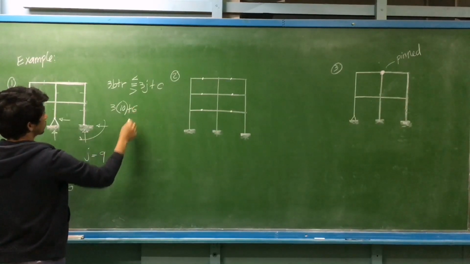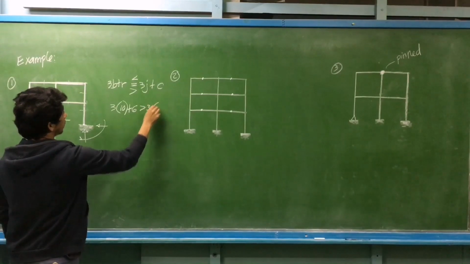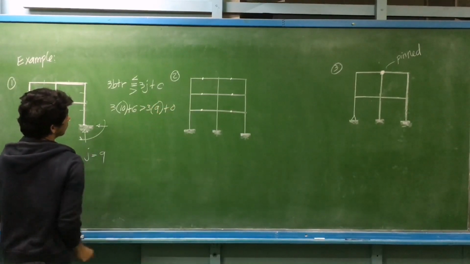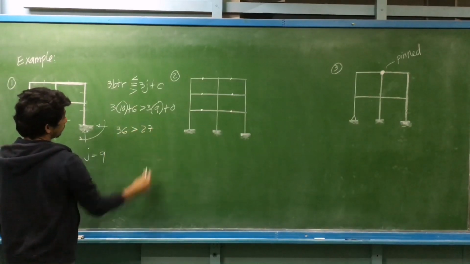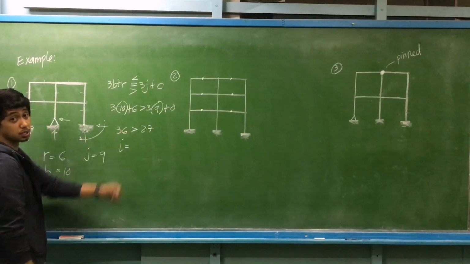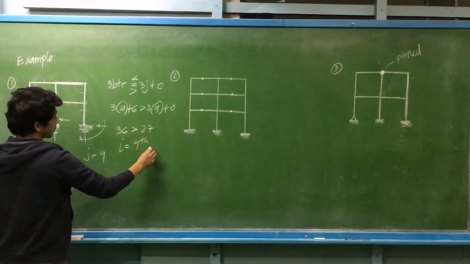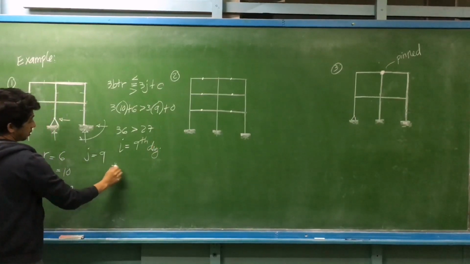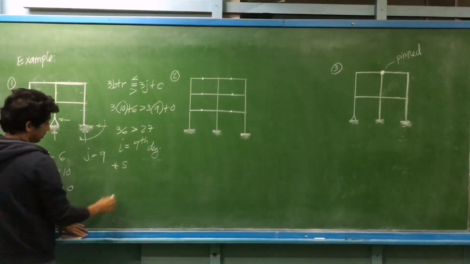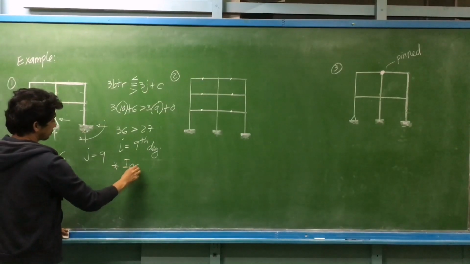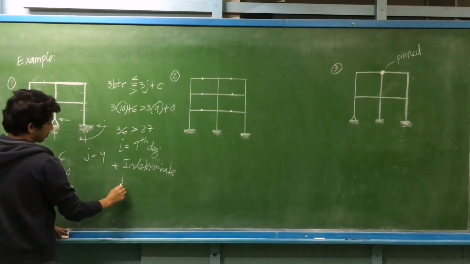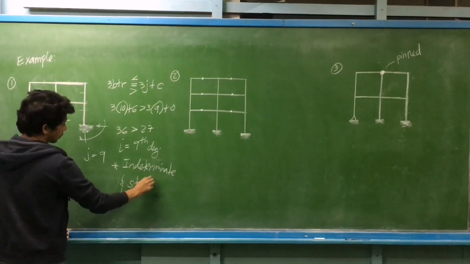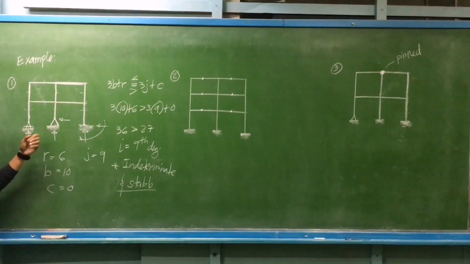we have 6 reactions, and this is greater than 3 times the number of joints, we have 9, plus 0. So we'll be having 36 is greater than 27. So the degree of indeterminacy is 36 minus 27, which is a 9th degree. And we may consider this frame as indeterminate and stable. Usually for frames, they are stable as long as we don't have any geometric instability.